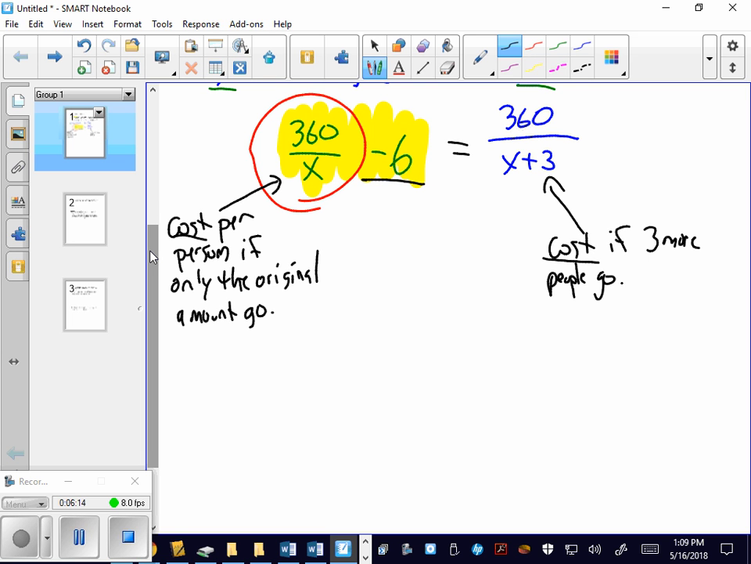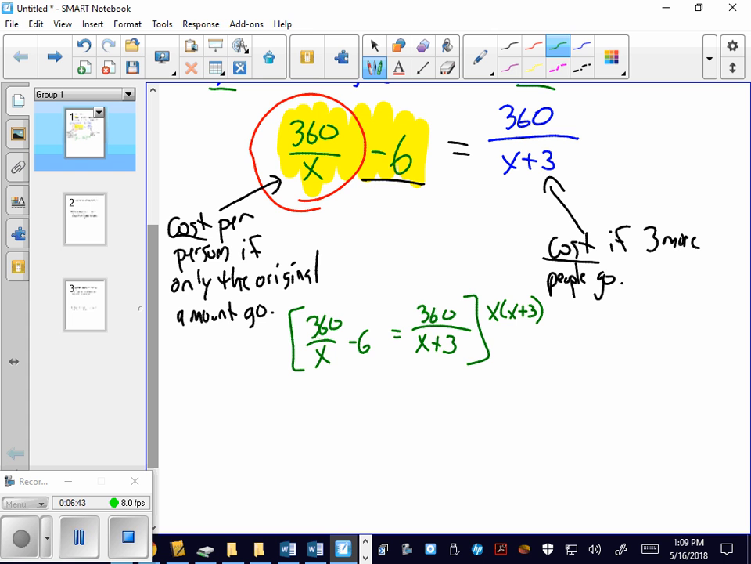If we look at this expression, let me go ahead and write it again, a little cleaner here. 360 over x minus 6 equals 360 over x plus 3. We want to get rid of these fractions. We don't want to deal with all these fractions, so let's multiply both sides by our common denominator, which is x plus 3.